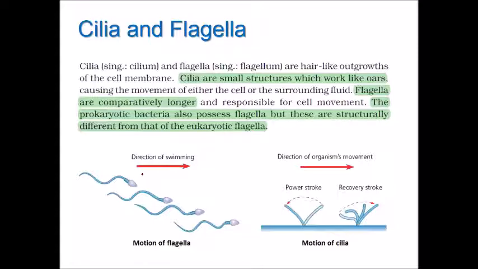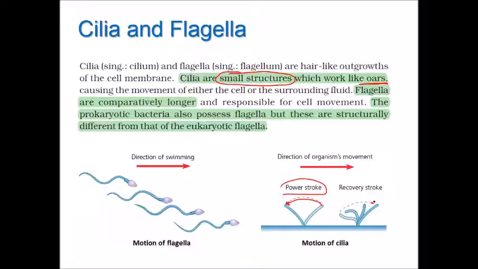They're structurally different. So cilia are usually smaller in size, and the way in which they work is different. They work like oars. Imagine you are on a boat and you are rowing. Similarly, that is how cilia will work. This is called a power stroke. It will move towards one side, then again it will move backwards. So like an oar, it will work.